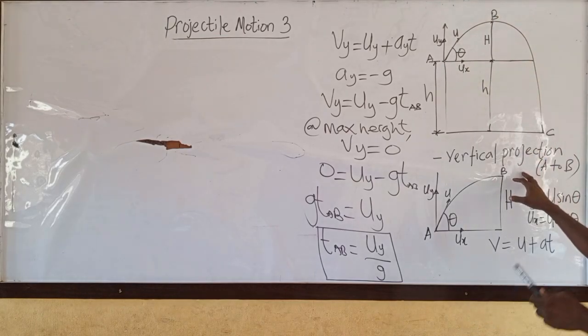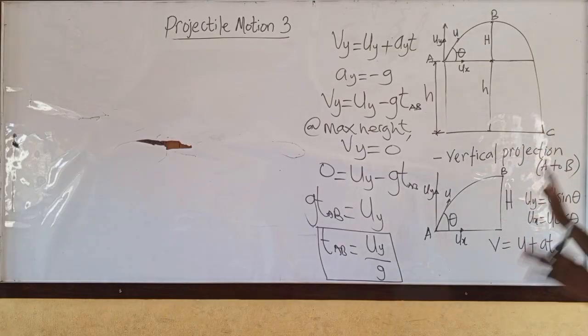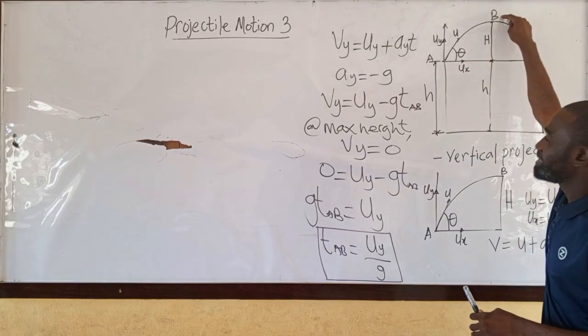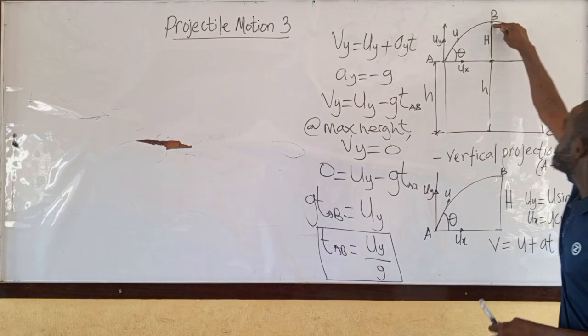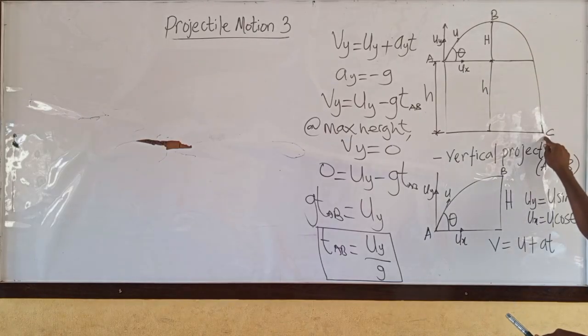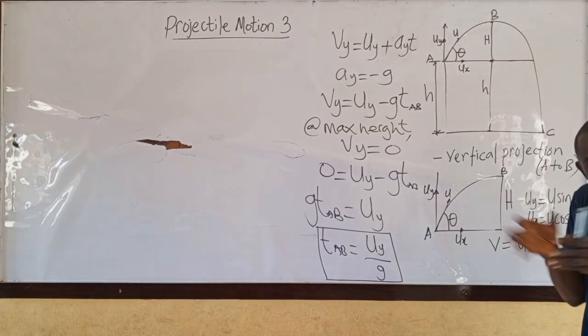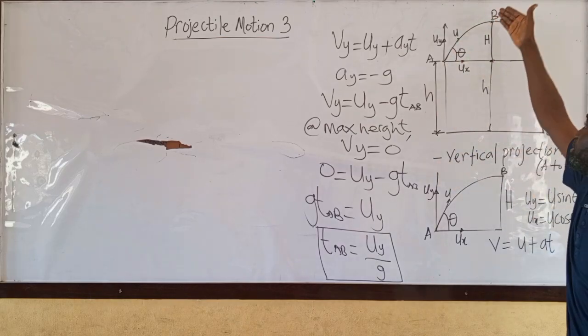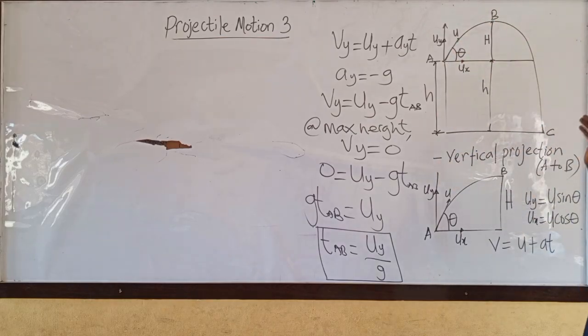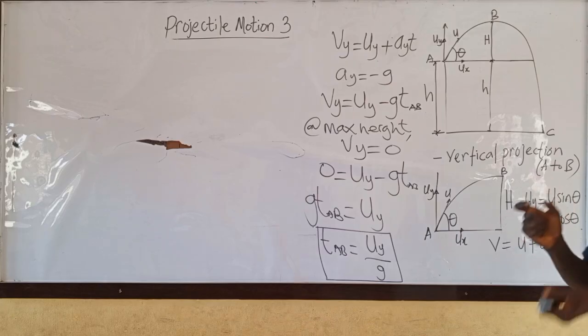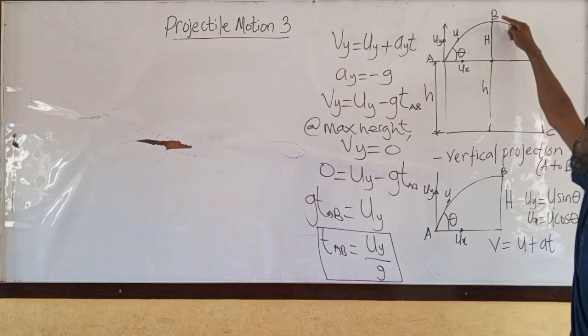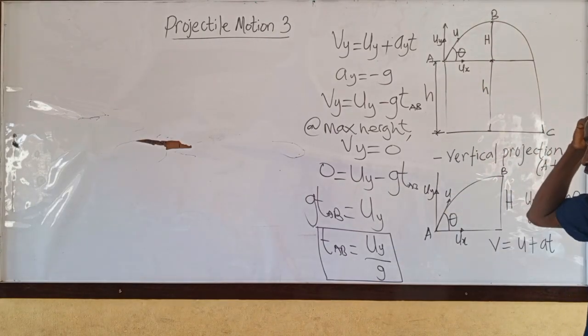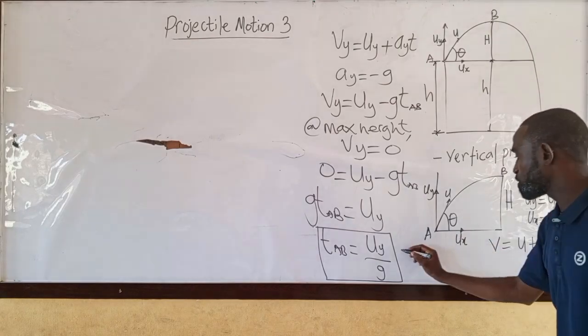Do you see it? That is the reason why I have to break it down. A to B is vertical projection. B to C is horizontal projection. So they combine two types of projection: vertical from A to B, horizontal from B. So we've gotten the time it will take the body to move from A to B, which is U of Y over G. I call this equation 1.